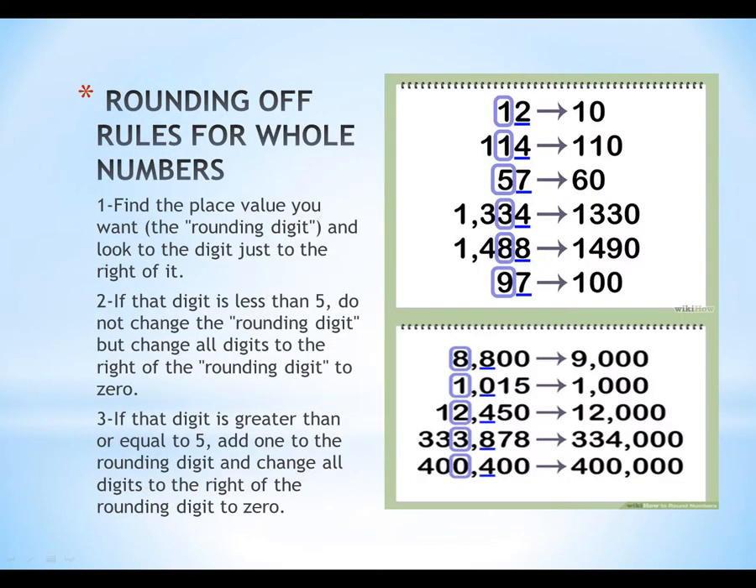And now rounding off rules for the whole numbers. If we have whole numbers and we have to round them off, first of all find the place value you want to round off and look at the digit just to the right of it. If that digit is less than 5, do not change the rounding digit but change all the digits to the right of the rounding digit to 0.